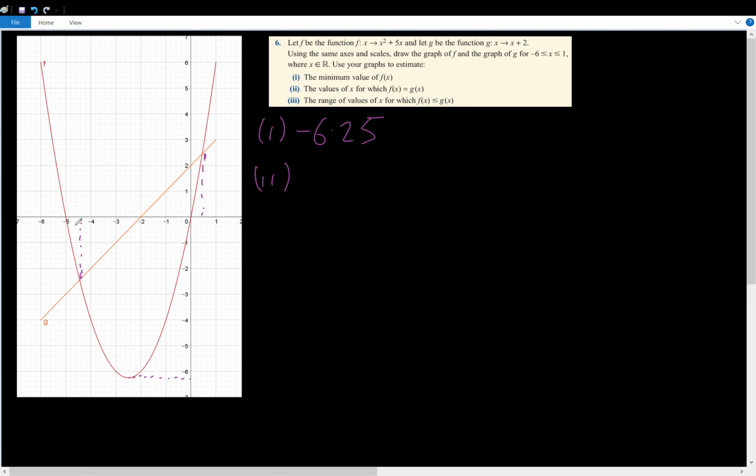And when we try to read off our graphs, that looks to be roughly, on our left, x equals minus 4.4, and on our right we get x is equal to 0.4.